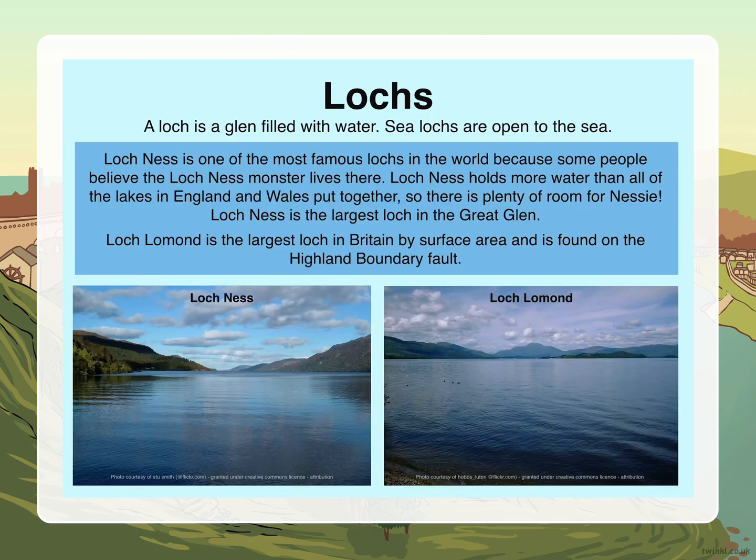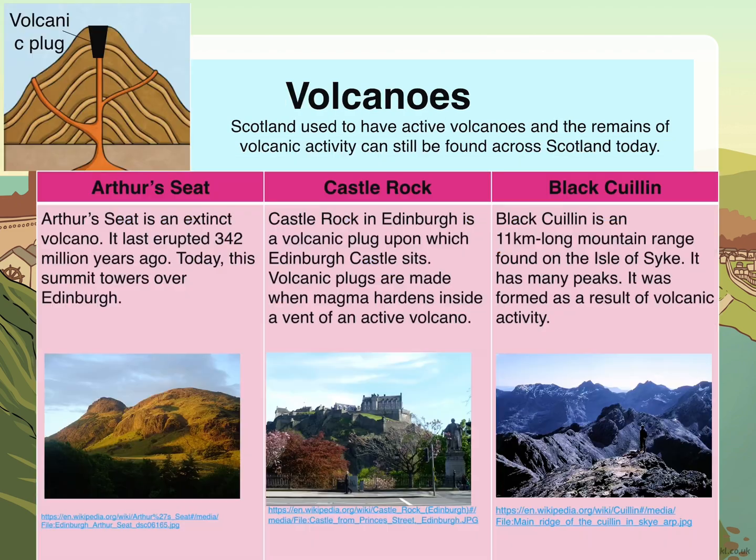We've got Loch Ness and Loch Lomond. You've probably heard of Loch Ness for the Loch Ness Monster. A loch is a glen filled with water. So sea lochs are open to the sea. Loch Ness is one of the most famous lochs because of the monster. And Loch Ness holds more water than all of the lakes in England and Wales put together. That's a pretty amazing fact. So there's plenty of room for a Nessie to swim about, so that's quite interesting, isn't it? And Loch Lomond, you've probably heard that in the song.